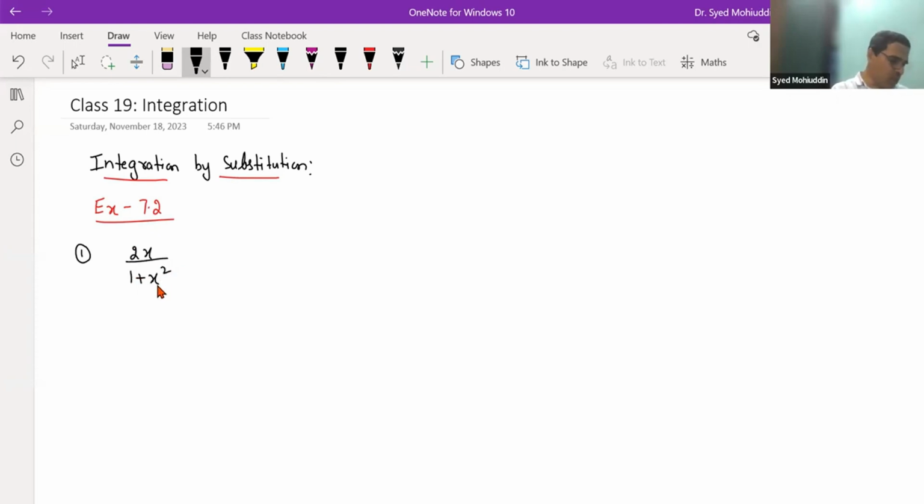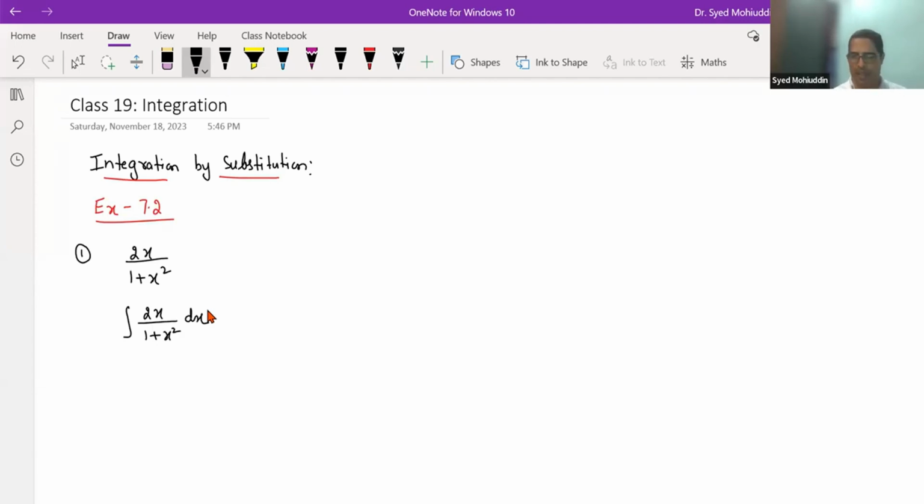Exercise 7.2. So, the first example that you have is 2x by 1 plus x square. That's the question you have. 2x by 1 plus x square. Let us try to integrate this one. It is the integral of 2x by 1 plus x square into dx.